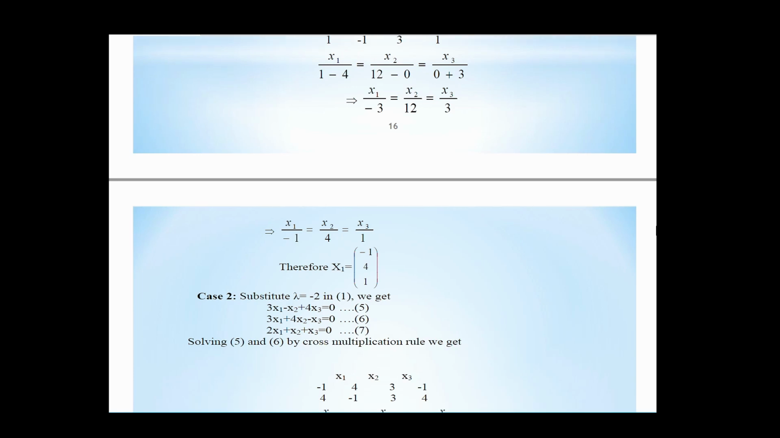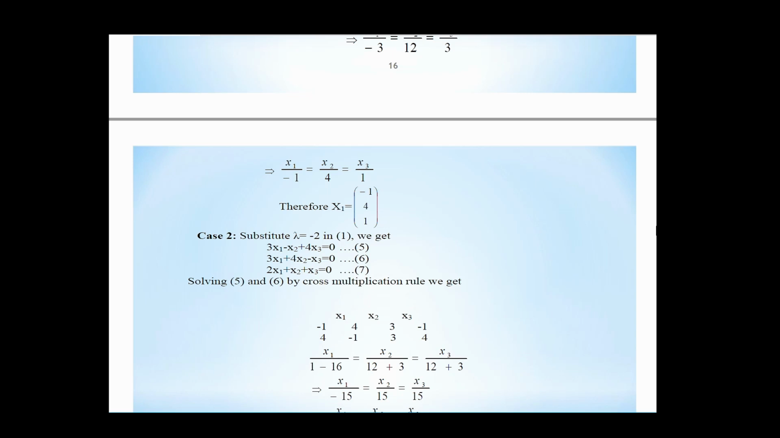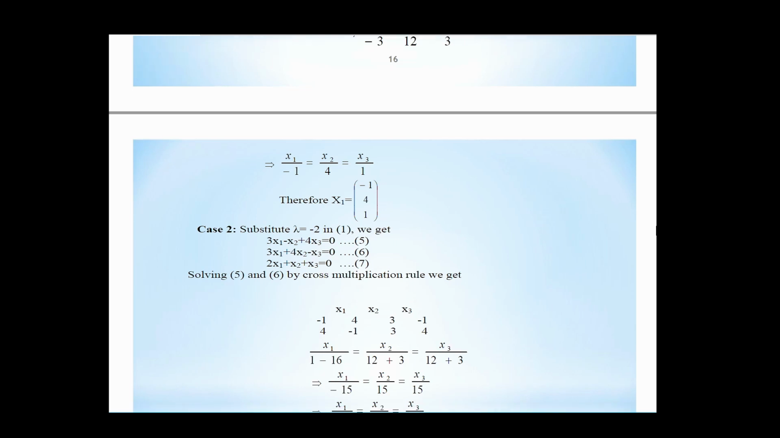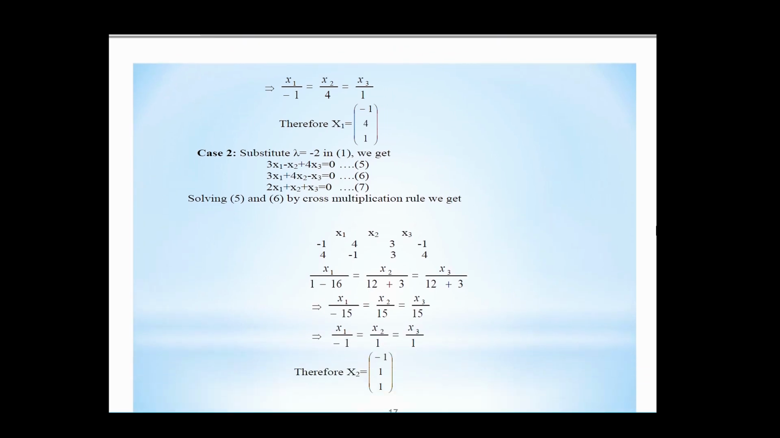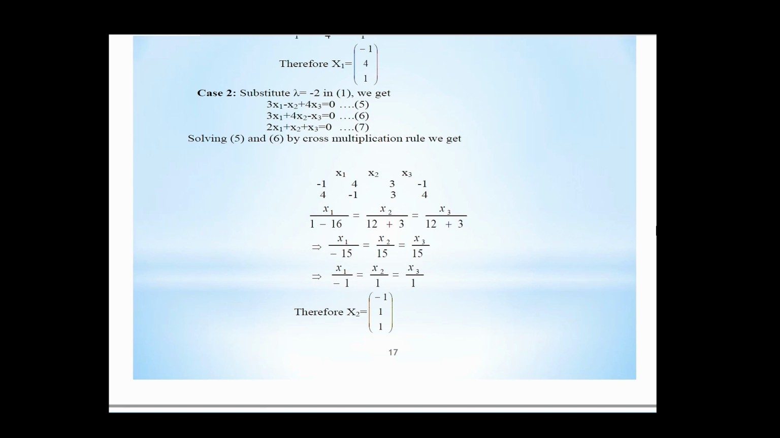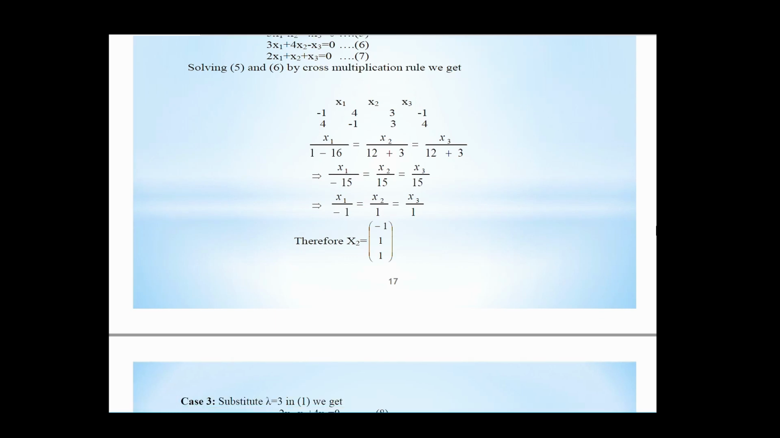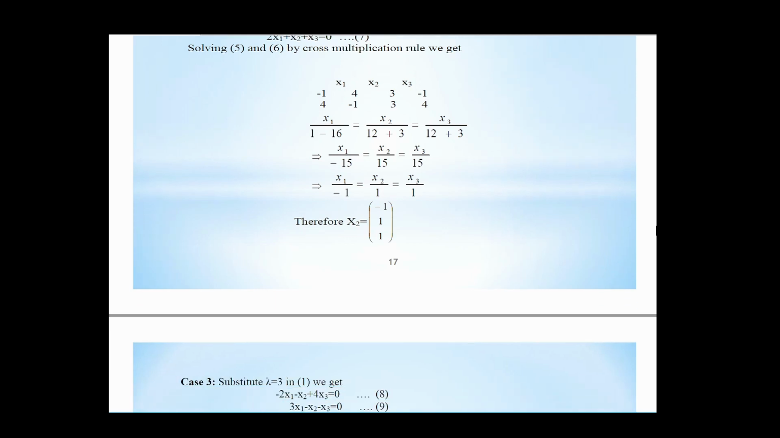Now we divide all the parts by 3. We get x1 divided by minus 1, x2 divided by 4 and x3 divided by 1. Therefore the corresponding eigenvector for lambda equal to 1 is x1 equal to (minus 1, 4, 1). Second, we substitute lambda equal to minus 2 in the above system of equations. The system becomes 3x1 minus x2 plus 4x3 equal to 0, 3x1 plus 4x2 minus x3 equal to 0, 2x1 plus x2 plus x3 equal to 0.